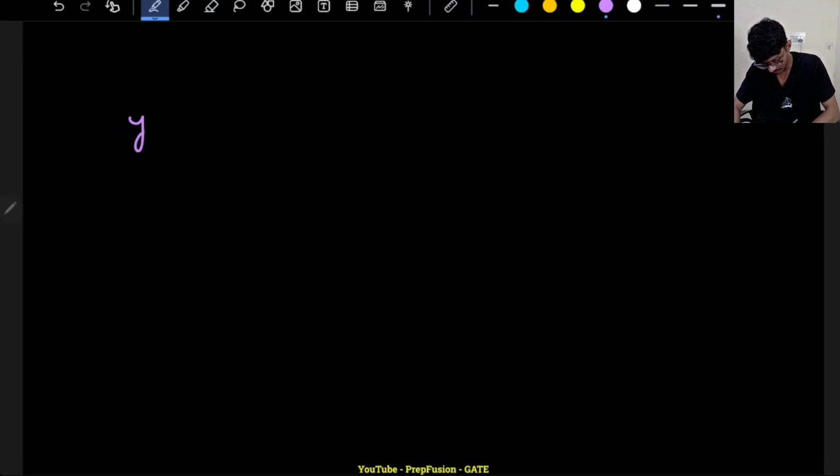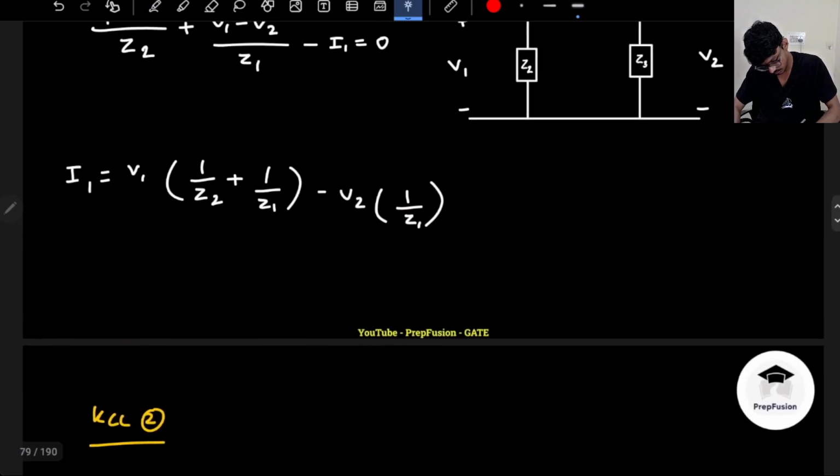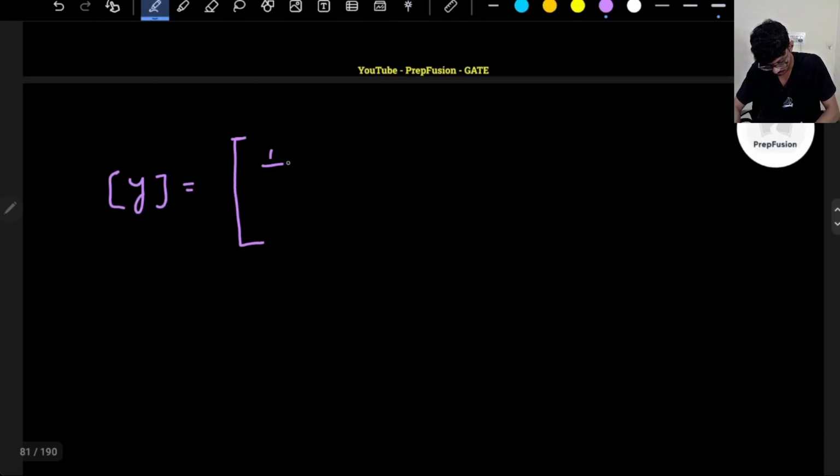So I can directly write the Y matrix. Y matrix will be equal to 1 by z1 plus 1 by z2, then minus 1 by z1, here also minus 1 by z1. So this is the formula basically.